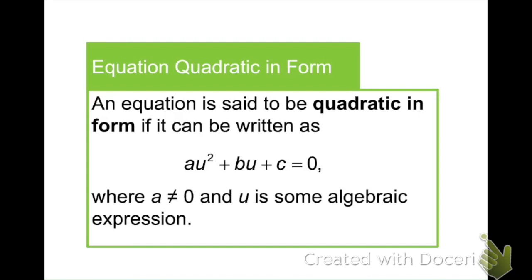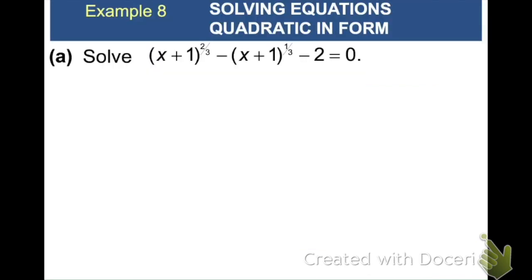Maybe it won't be just an x squared. Maybe it'll be x to the fourth or x plus 2 or something. We're going to substitute U in, solve the equation like we would a quadratic, and then plug back in what U is equal to. In our first example here, we're going to solve this equation.